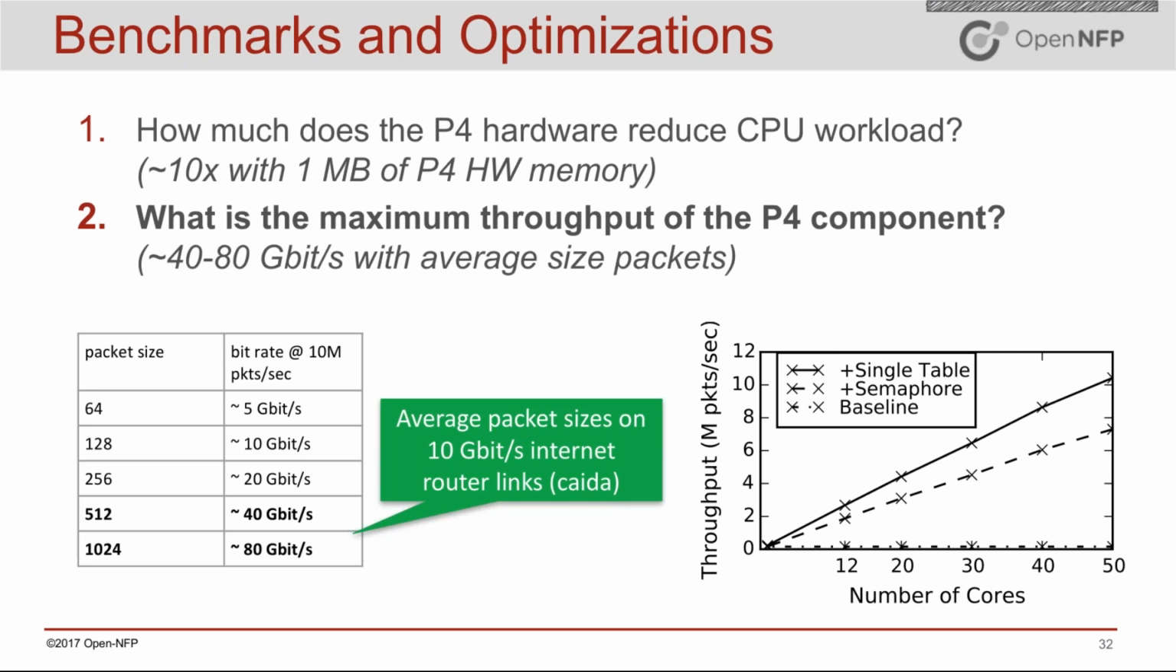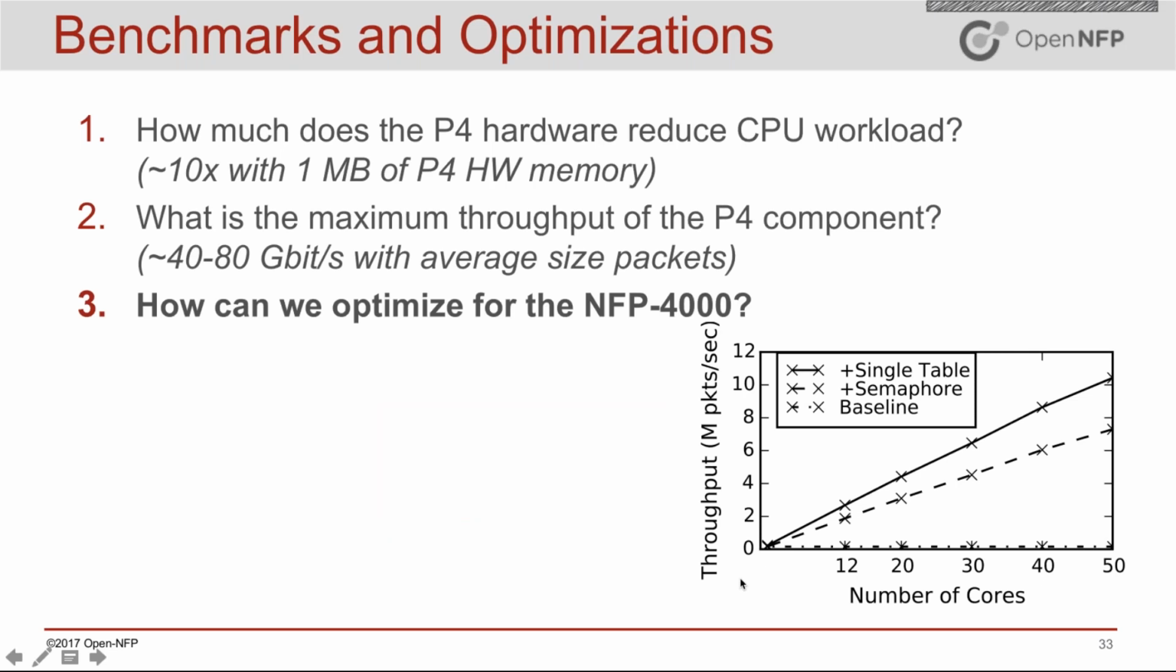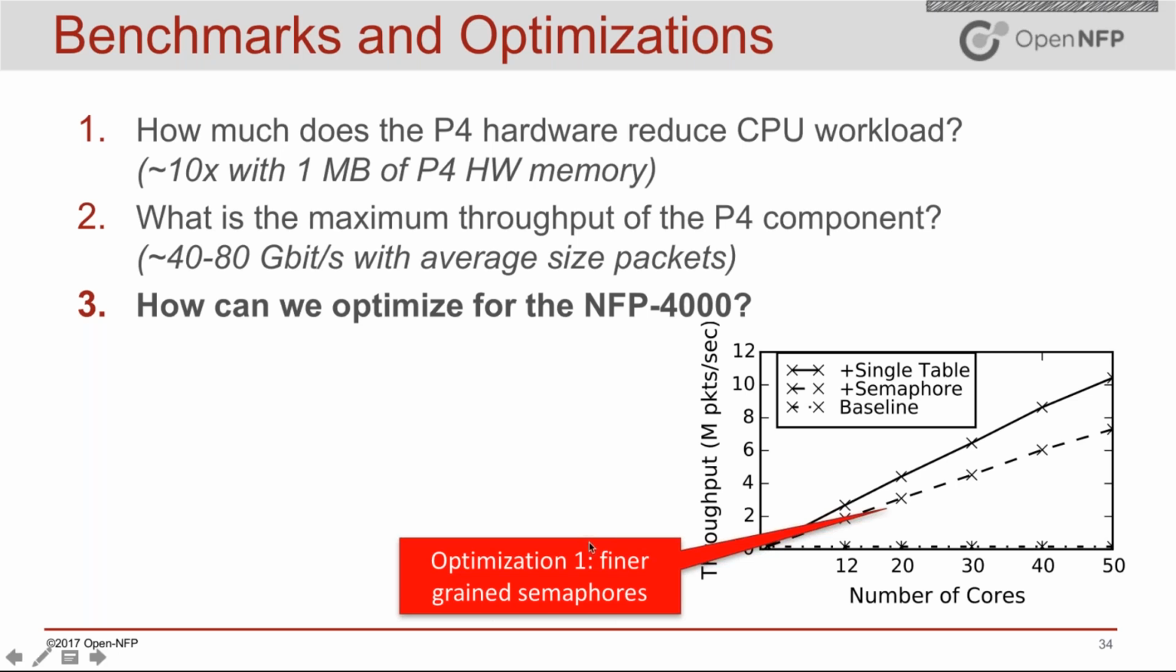And so the last question is, what are these optimizations that we're showing here in these different lines? What do we need to do to get this working at these rates? And so I'm going to talk about two optimizations that really made the biggest difference in the performance of our P4 code. And the first optimization is finer grained semaphores. So this line down here shows the performance of the baseline implementation that I showed a few slides back, using the default semaphores. There was a lot of contention. This dashed line shows the performance with our finer grained semaphores. So there's clearly a lot of improvement.